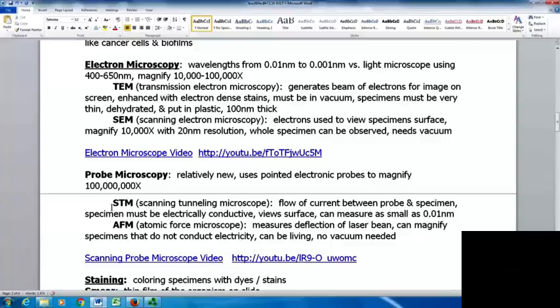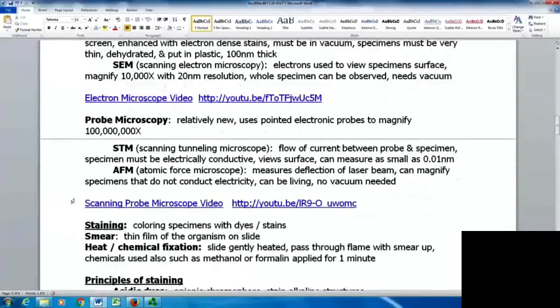The atomic force microscope, or AFM, measures the deflection of a laser beam. These can magnify specimens that do not conduct electricity. They can be living and no vacuum is needed for these. Here's a brief video clip on these types of microscope.